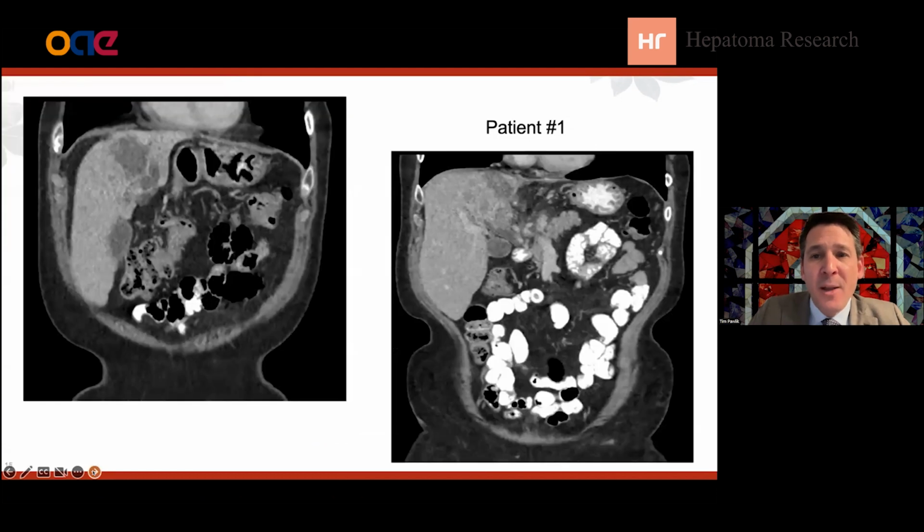And you can see here on the coronal cuts that this involves most of the left hemiliver. This patient was treated with preoperative chemotherapy and then taken to the operating room for an extended left hemihepatectomy and is alive about 2 years later, disease-free.